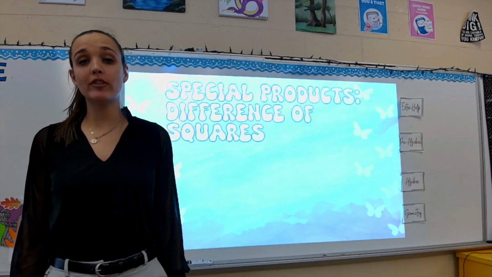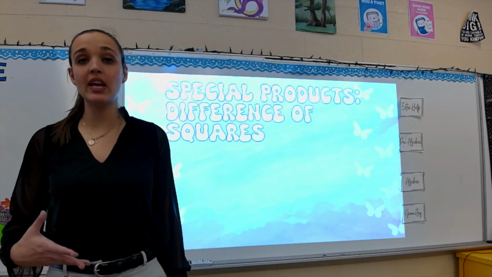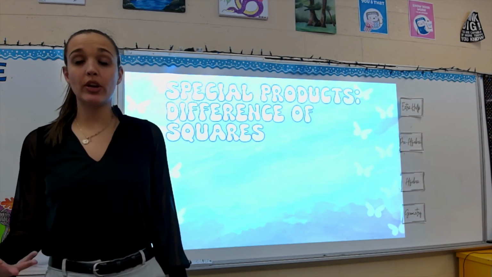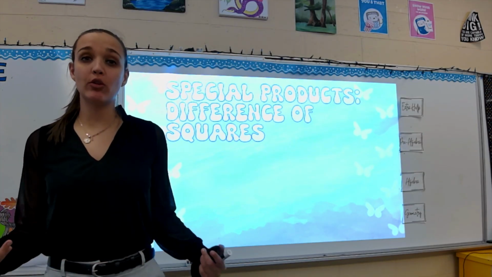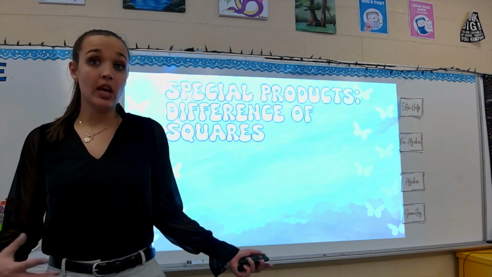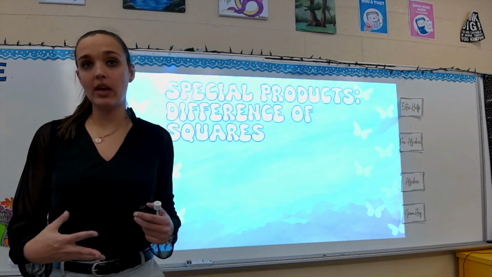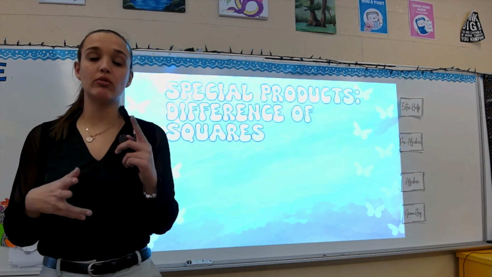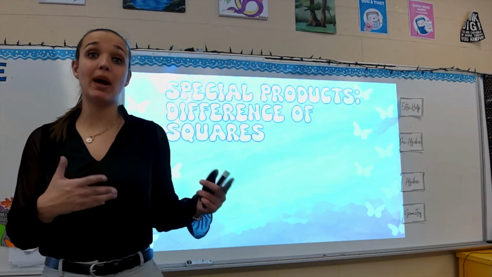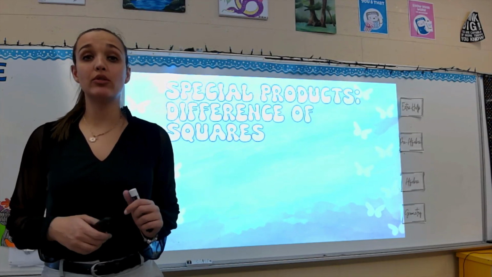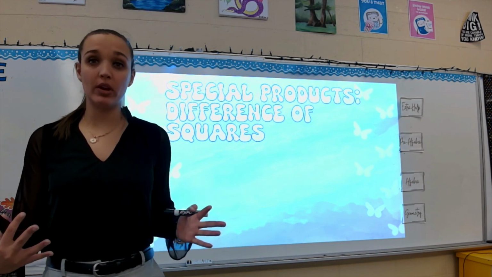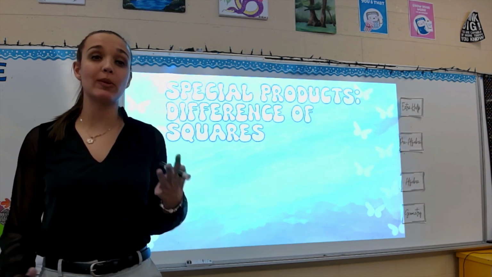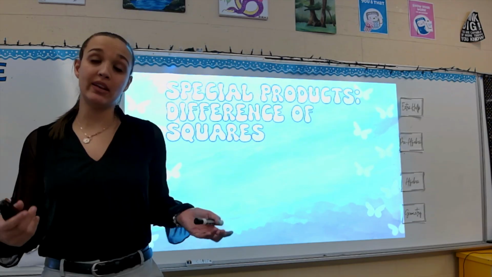Today we're going to be going over special products, but specifically our difference of squares. So we're going to be expanding binomials into polynomials when we are using our formula for our difference of squares. When we're given two binomials that will use our difference of squares model or pattern, we are going to expand it without using foiling. We're going to see what that polynomial becomes with our quick method of using a formula.